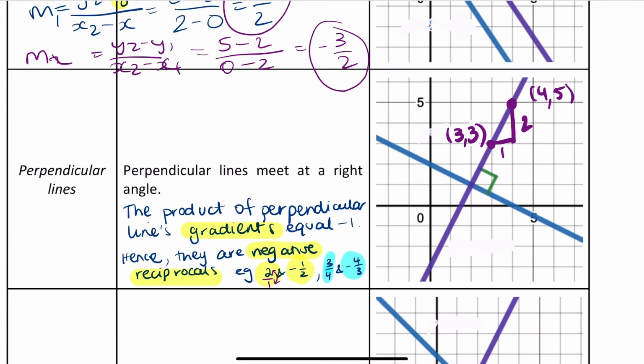So our gradient of our first one is 2 over 1, which is positive 2, because it's going up from left to right. Now let's look at the blue one. I'm going to pick this point here and this point here. This goes up 1, but across 2. And it's a negative gradient, because it's going down from left to right. So m2 is negative 1 over 2. Negative 1 over 2 is the negative reciprocal of 2. Therefore, these lines are perpendicular.